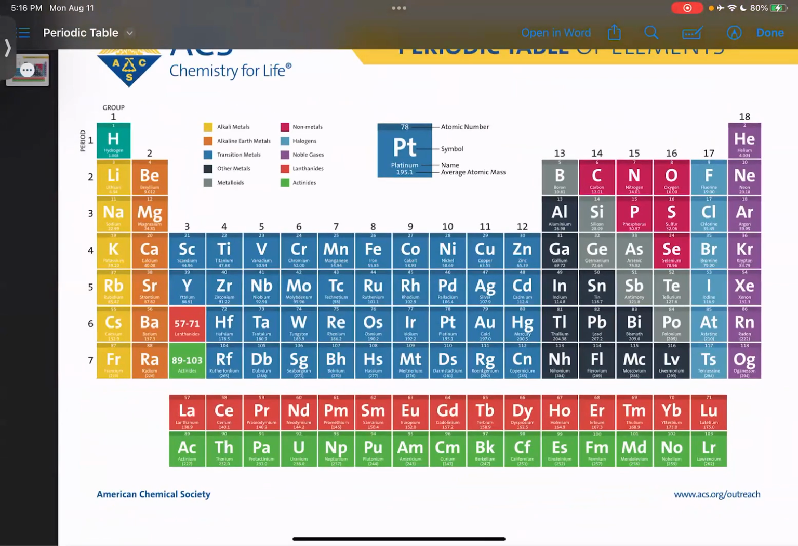So look, the fourth period, sixth and seventh period will have 32 elements. Okay, that is elements 57 to 71. Look, that red one and the green one are placed at the bottom of the periodic table. Is it clear? Yes, right?